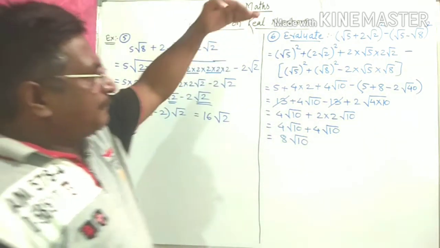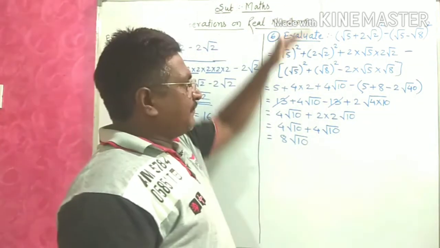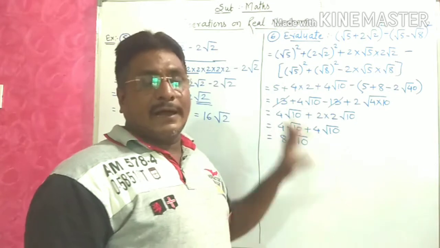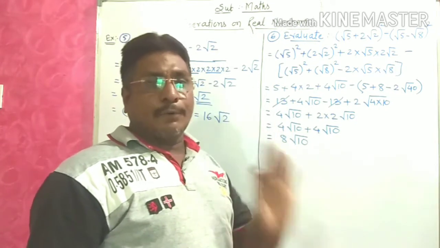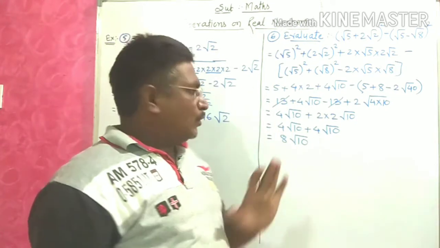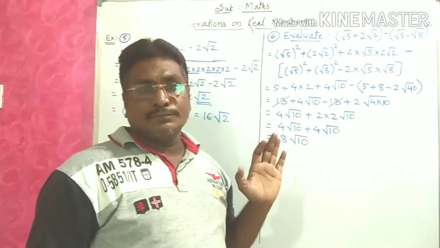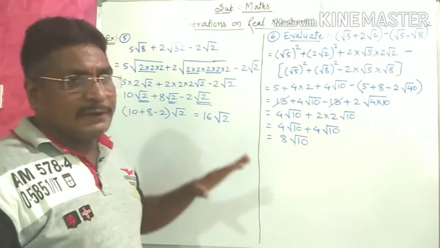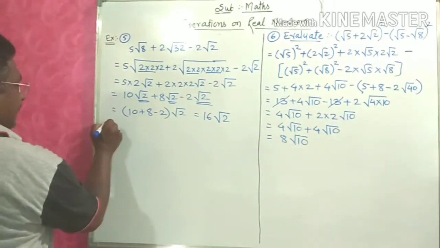Understood, students? Stepwise has to go. Stepwise has to be solved. You will get the answer. Use the identity properly. Hope you understand, students, how to solve. So any doubt here? So one example again I will take here.